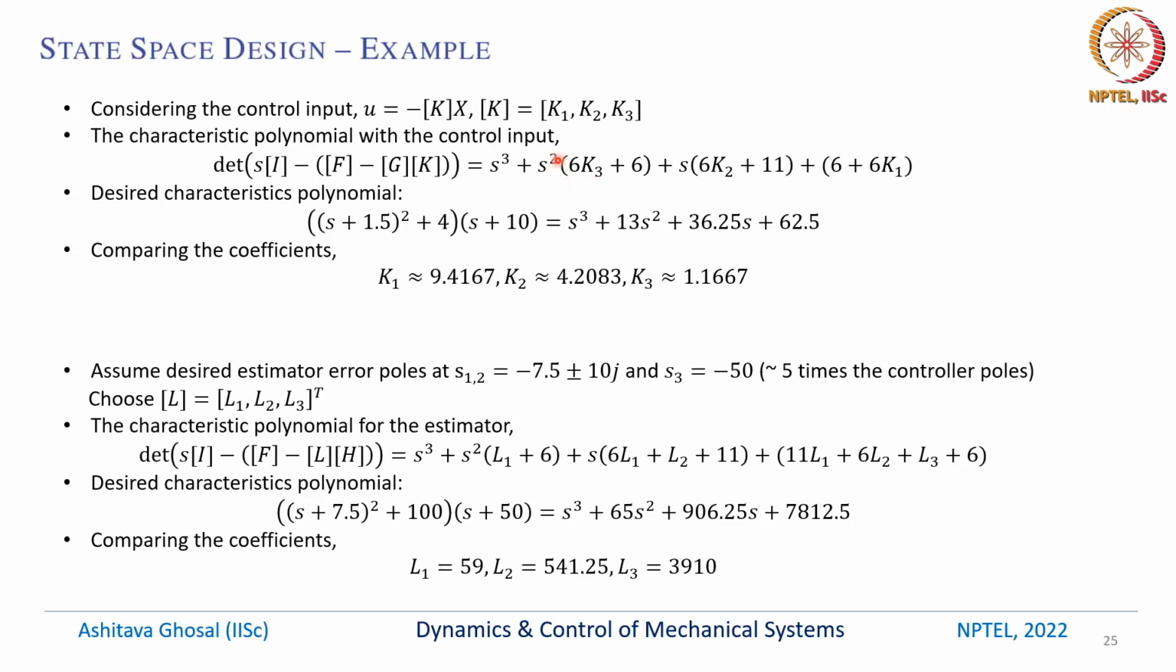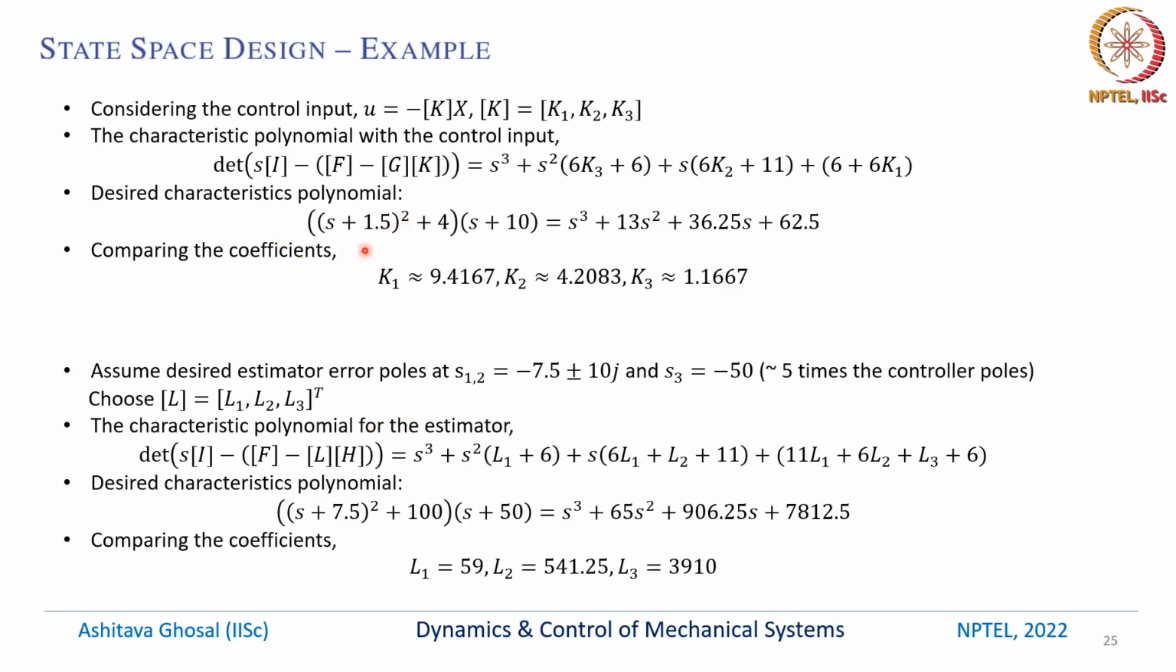So now again we can compare term by term. Basically 6k3 + 6 is 13, 6k2 + 11 is 36.25, and 6 + 6k1 is 62.5. Then we can solve these very simple three linear equations, and we get K1 as 9.4167, K2 is very close to 4.2083, and K3 is 1.1667.